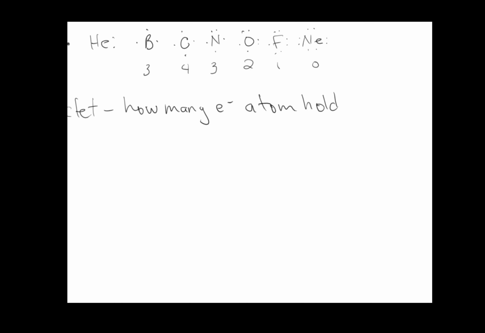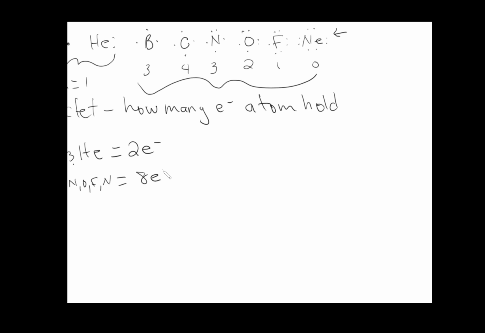So for hydrogen and helium, do you notice they're in the n equals 1 shell? So they're not very big. Hydrogen only has 1 electron and 1 proton, and helium has 2 electrons and 2 protons. So for hydrogen and helium, their octet to be completely full is 2 electrons. That's the maximum that they can hold on to. All of these guys are in the n equals 2. So boron, carbon, nitrogen, oxygen, fluorine, and neon, they are all in the n equals 2, and if you look at neon, the maximum it can hold is 8 electrons, and that's where the term octet came from.